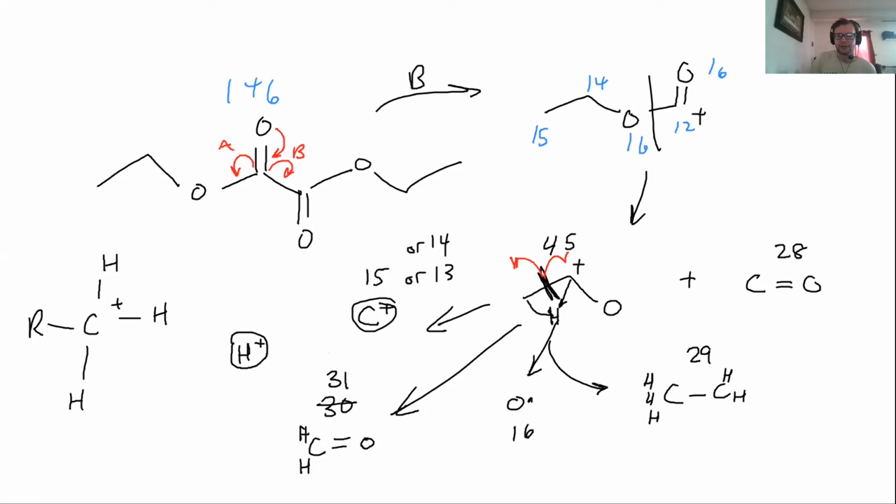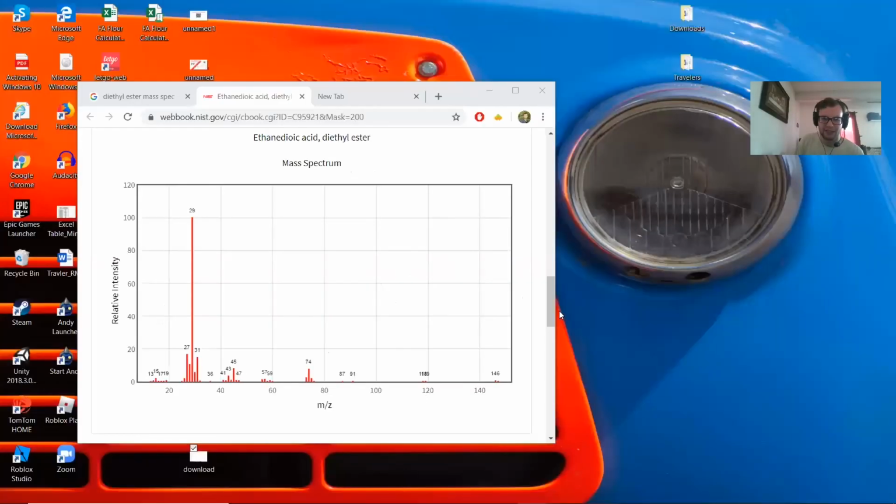So if we go back to our mass spec right here, we see a large peak at 29. That's the most abundant. So that would be those 2 carbons on the end. And then we do get 31 more often than 30. We do get 27 more often than 28. So this is just the hydrogens moving around, but it depends on what's split.